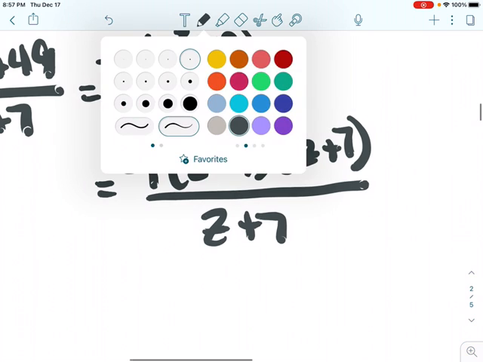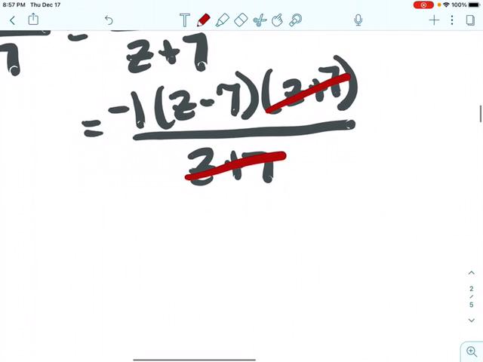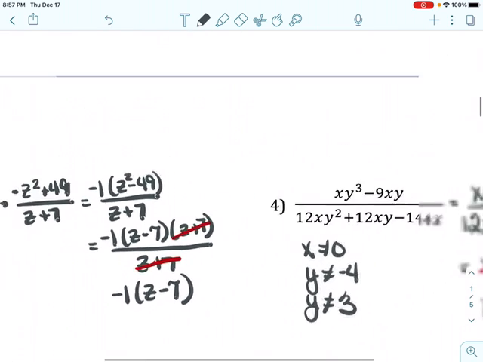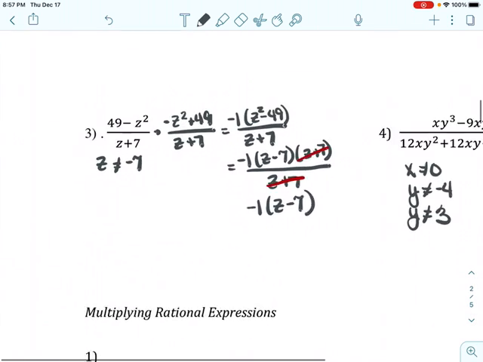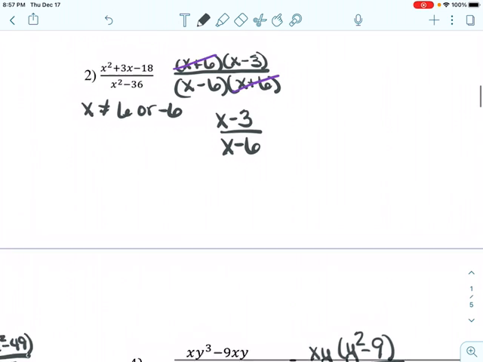So my z plus 7s are going to be divided out. We're going to be left with -1 z minus 7 as our final answer. All right, so why don't you try 2 and 4? 4 is a little tricky. I gave you a hard one. So check it out and see how you did. All right, let's check it out.